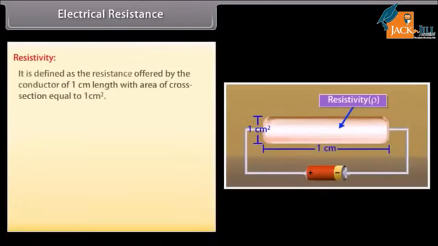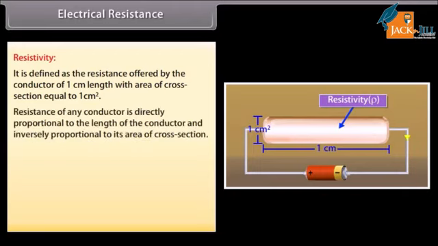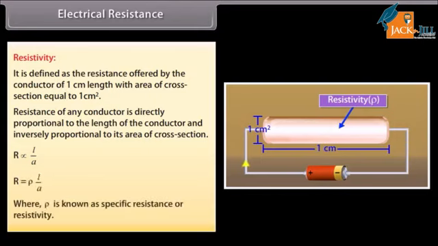Resistivity. It is defined as the resistance offered by a conductor of 1 centimeter length with area of cross-section equal to 1 centimeter square. Resistance of any conductor is directly proportional to the length of the conductor and inversely proportional to its area of cross-section. R = ρL/A, where ρ is known as specific resistance or resistivity.